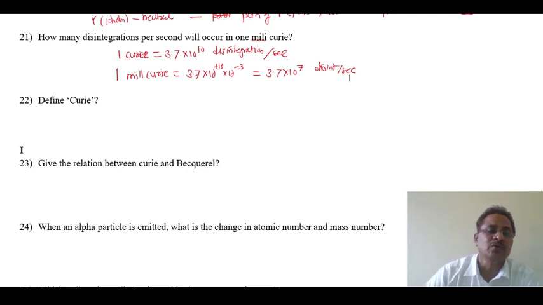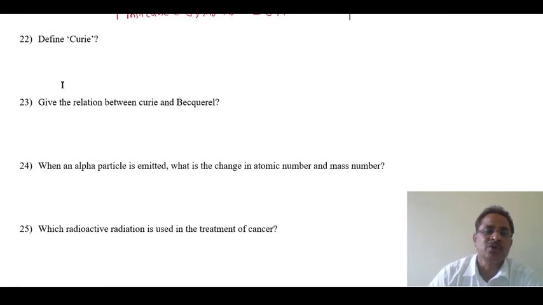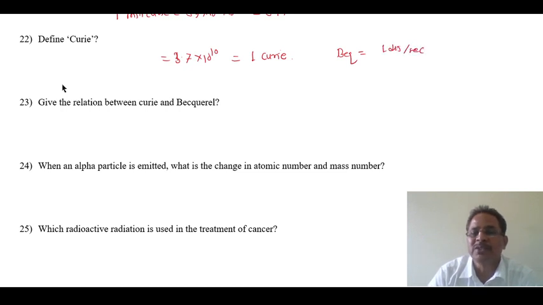Further, question number 22 is again related to the same topic. Curie is the unit of activity: whenever a radioactive sample gives 3.7 × 10^10 disintegrations per second, the activity is called 1 curie. So this is one unit. Similarly, there is another unit called the Becquerel. Becquerel is defined as 1 disintegration per second. This is very small compared to the Curie, and it is another unit with which we can measure the activity of radioactive materials.